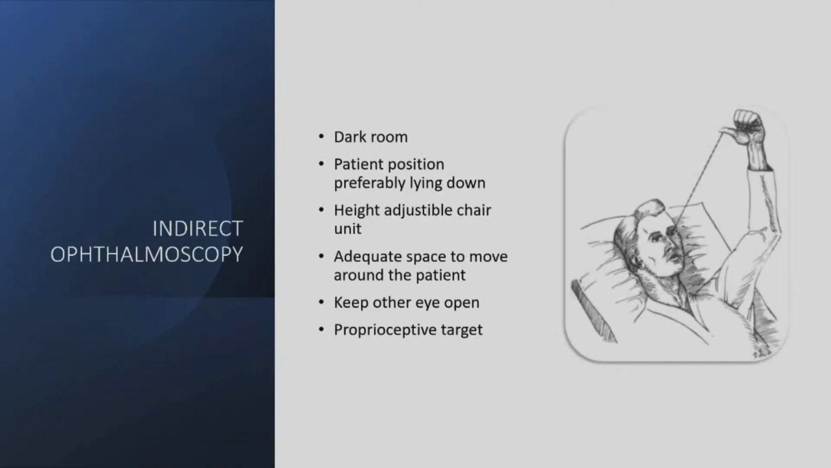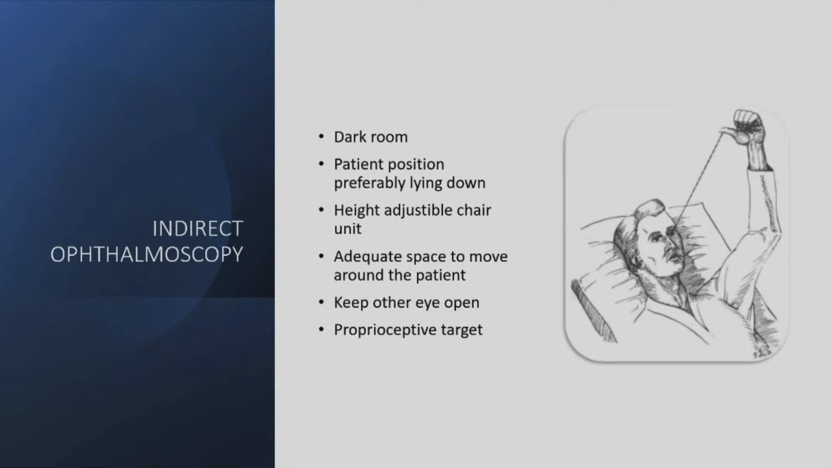Now coming to indirect ophthalmoscopy. Indirect ophthalmoscopy is the crux of a retinal examination. So for any patient, you have to do a thorough, detailed indirect ophthalmoscopy examination. Preferably you have to be in a dark room so that there is no additional glare. And the patient is preferably lying down, because in a sitting position, examining different quadrants will become very difficult.